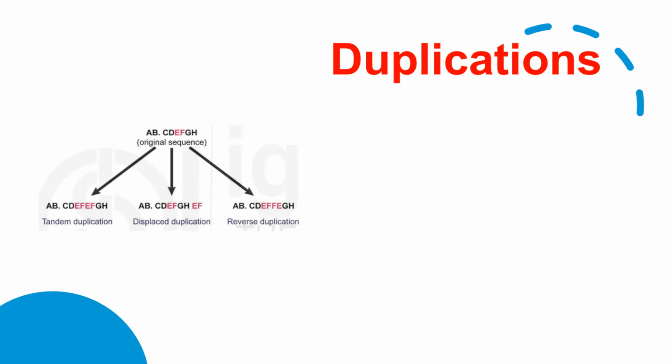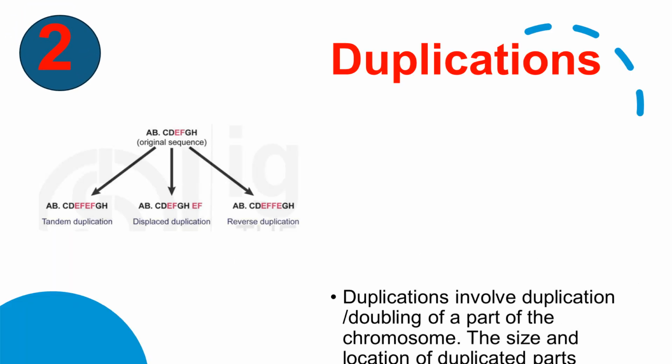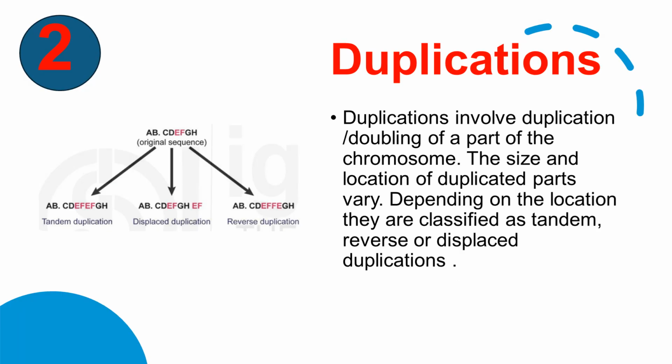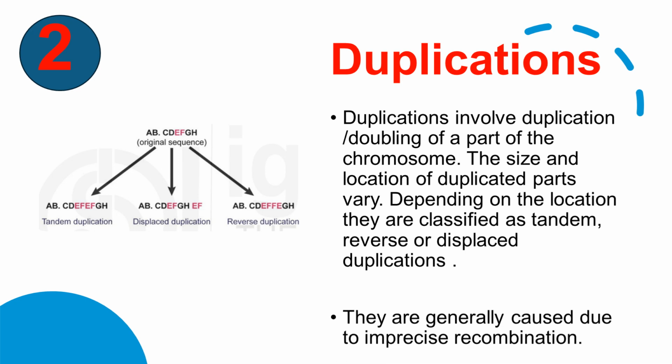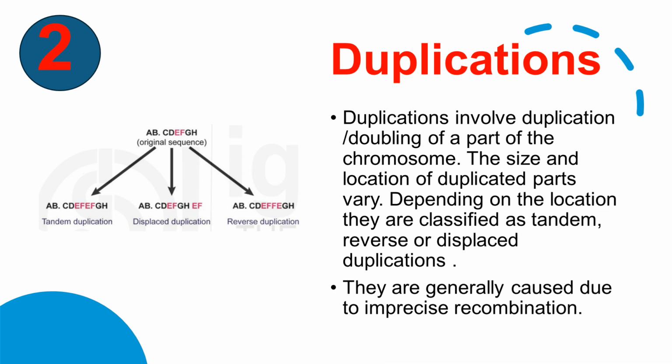2. Duplications. Duplications involve duplication, or doubling, of a part of the chromosome. The size and location of duplicated parts vary. Depending on the location, they are classified as tandem, reverse, or displaced duplications. They are generally caused due to imprecise recombination.